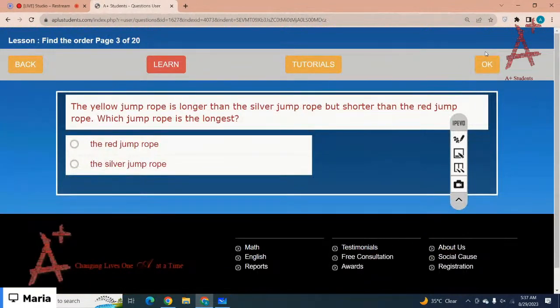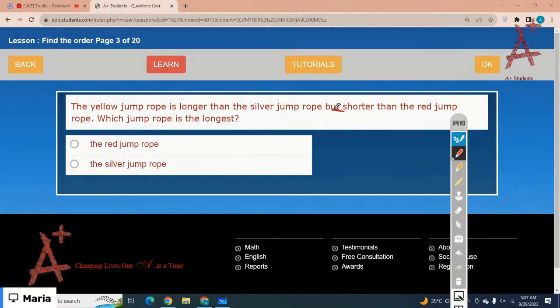The yellow jump rope is longer than the silver jump rope but shorter than the red jump rope. Okay, whenever you have a statement like this, you have to understand one thing. Let me just explain: yellow jump rope is longer than silver. Okay, yellow is longer and silver is shorter, but yellow is shorter than the red jump rope. Which one is shorter? Yellow one, the first one, right? Yellow is shorter than the red jump rope.